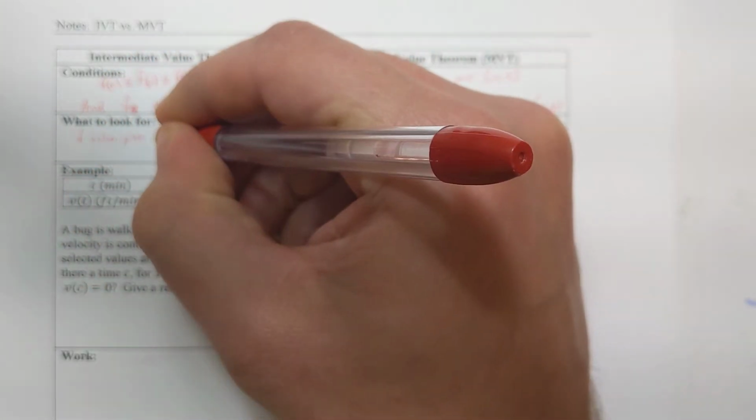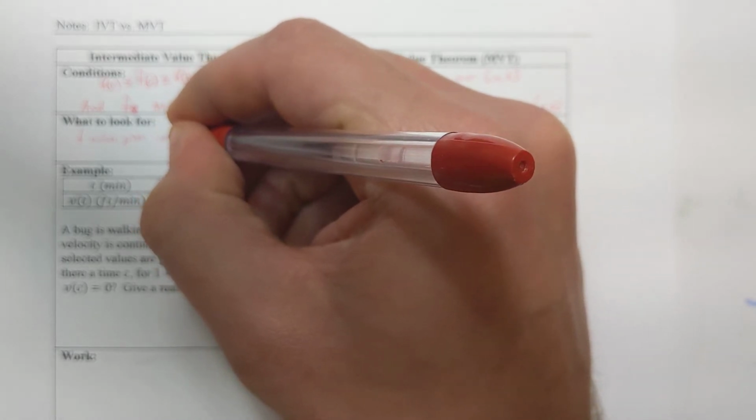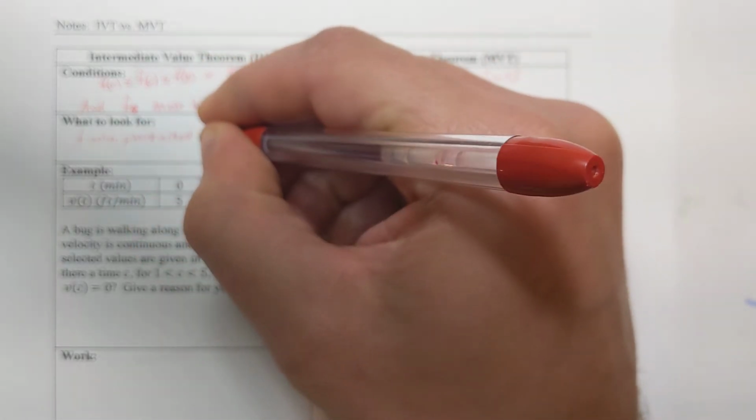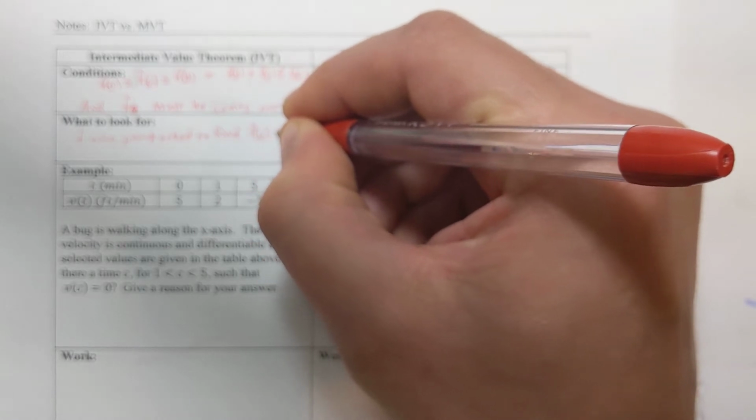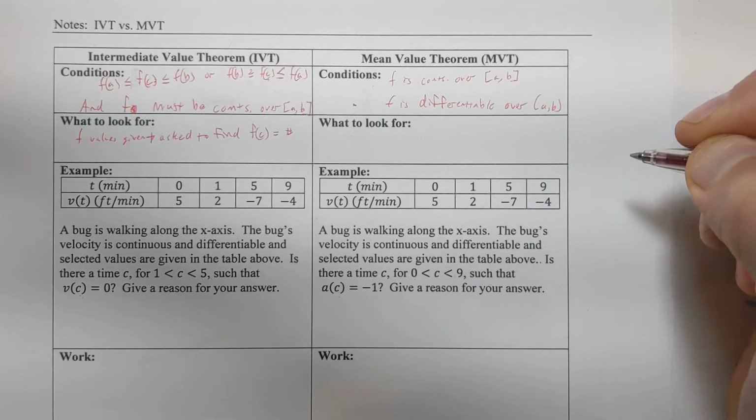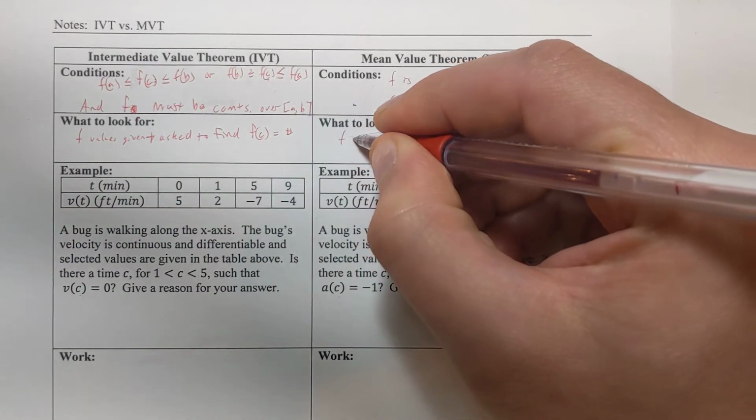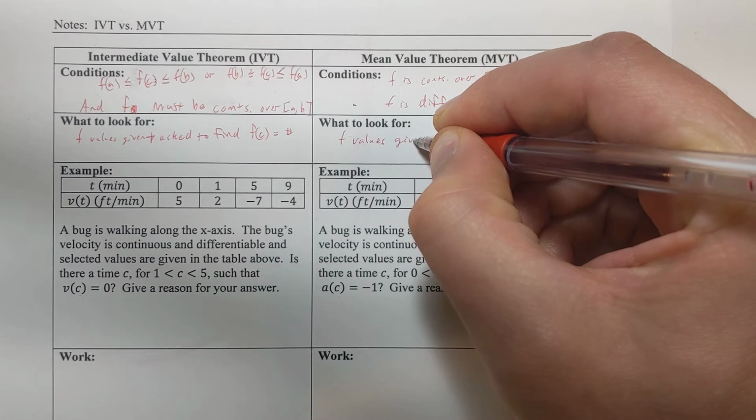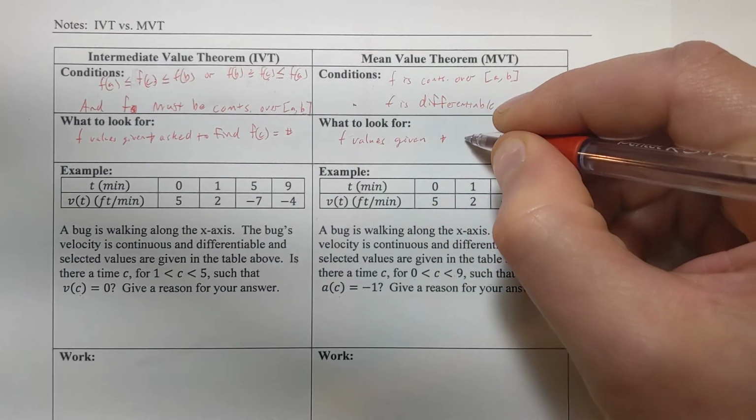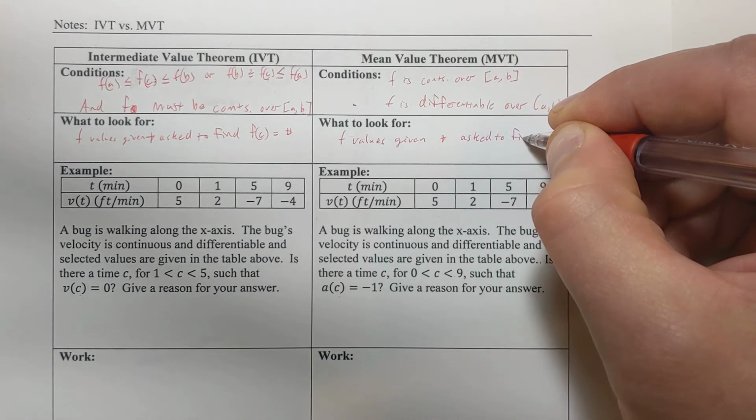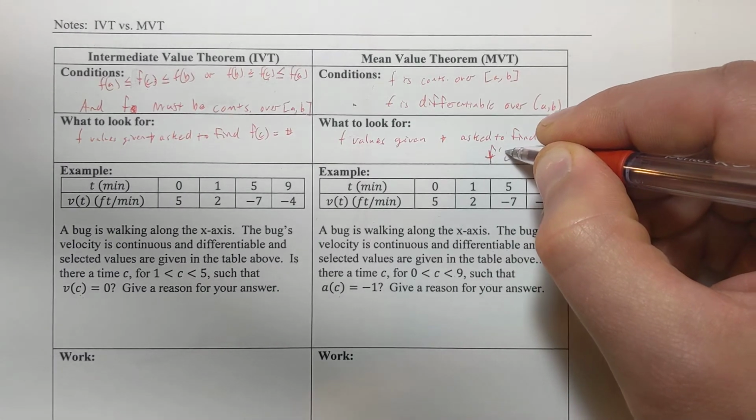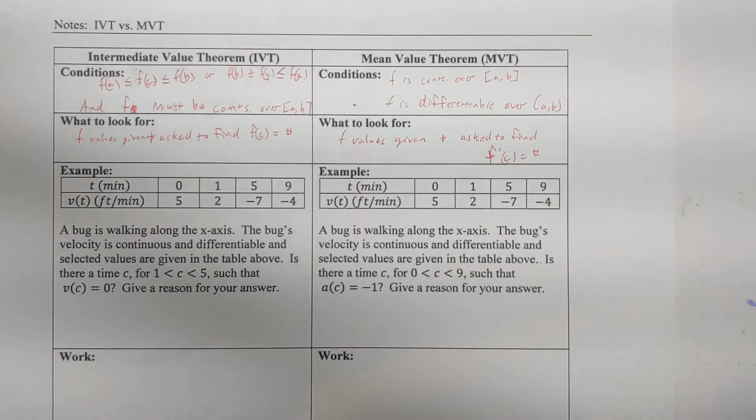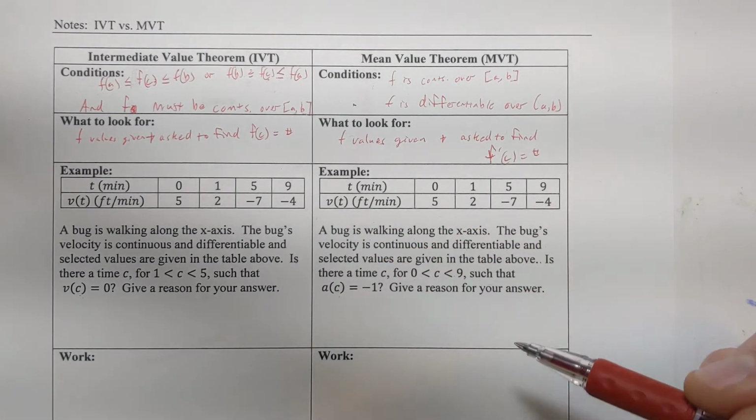So what do you look for? If f values are given and you're asked to find f, here f values are given and you're asked to find f prime. In this case, the derivative of velocity is acceleration.